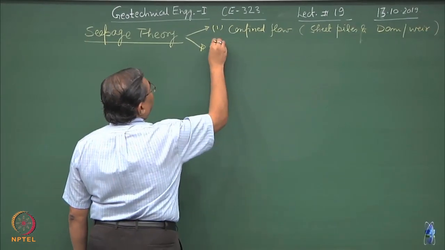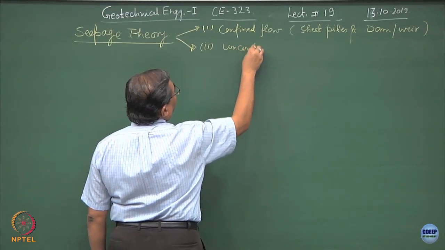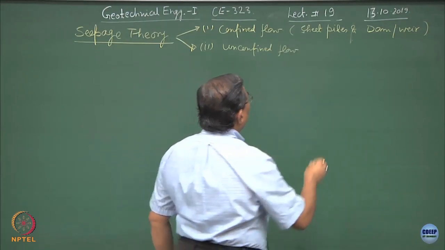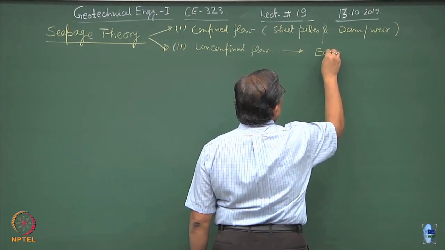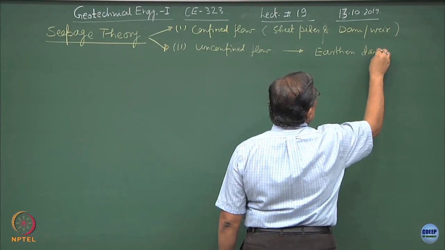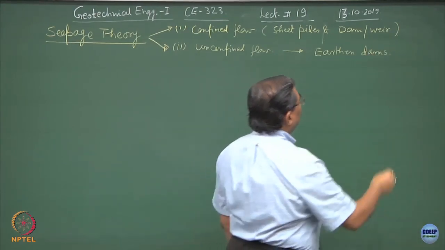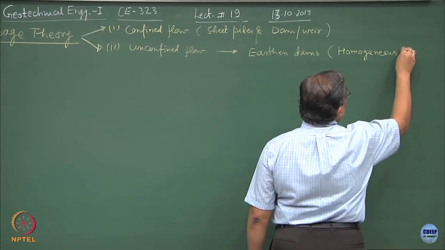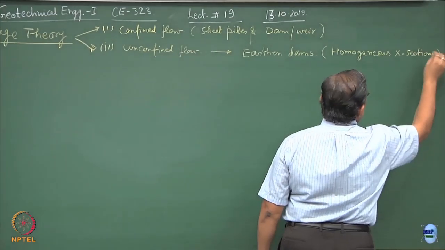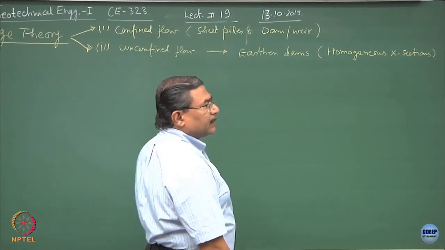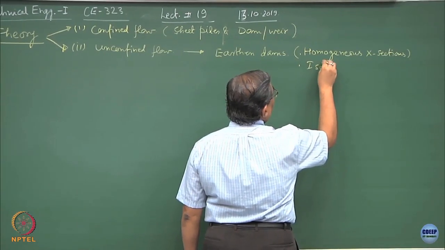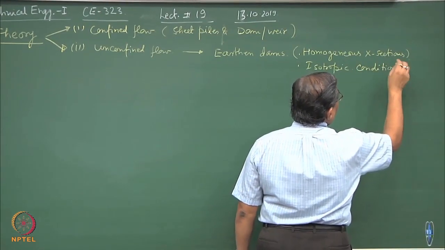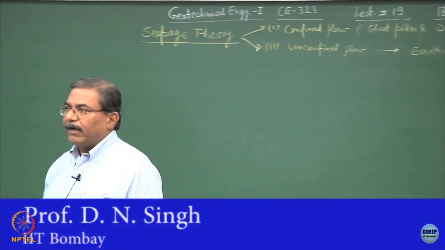In today's class, I will be discussing about the unconfined flow, which is a characteristic of earthen dams, and particularly homogeneous cross sections. And of course, to simplify the things, I am assuming this to be isotropic. That means Kx is equal to Kz equal to Ky.